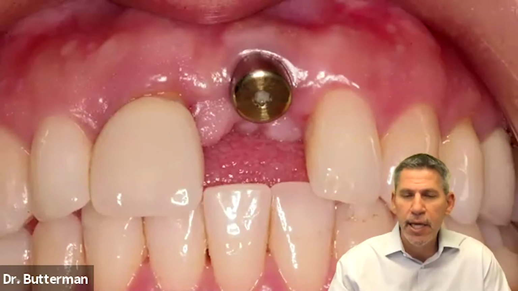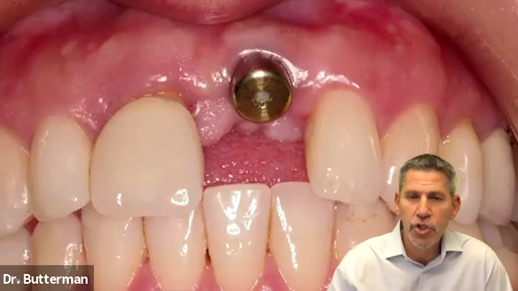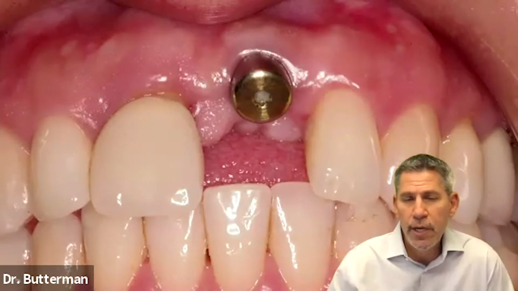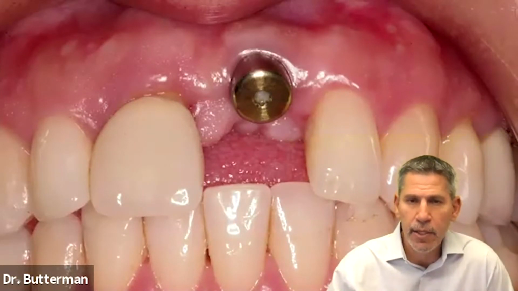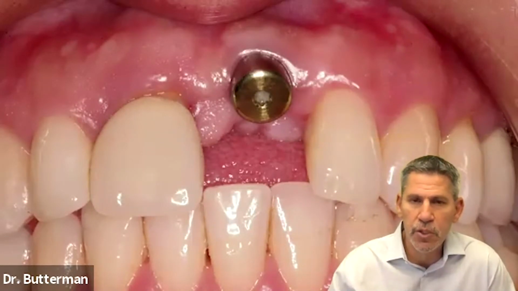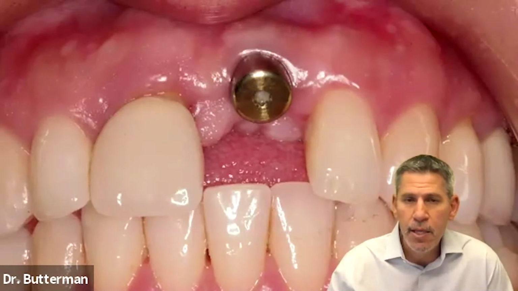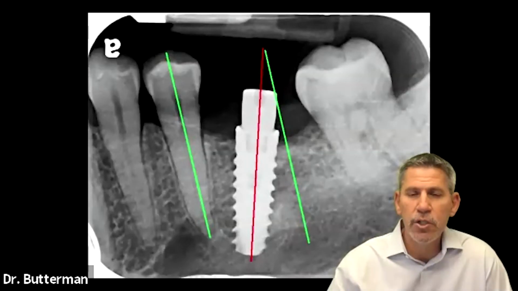So why does this kind of stuff happen? It's either because we didn't have a plan and we didn't know where that implant should go, or we didn't have an easy way to execute that plan, and during surgery, things got off. So we need to have both of those pieces. We need to understand the plan and we need to understand the way to execute that plan so that we don't end up in these situations.